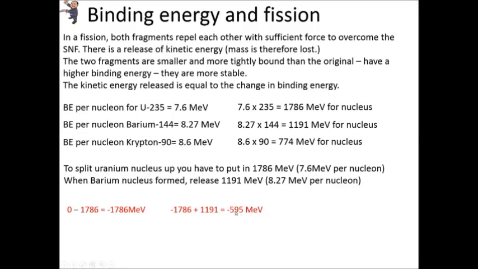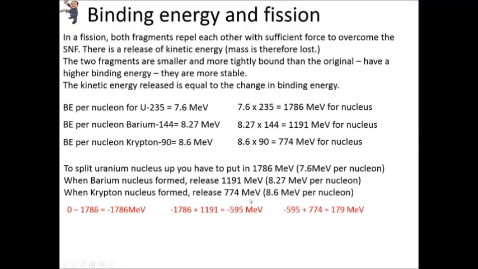So we're still in negative energy, but we've still got to put together the krypton nucleus. And when we do that, we get 774 out. So minus 595 plus 774 now gives us a positive amount of energy, 179 mega electron volts. So you can see that you get energy out when you split uranium up and make two other nuclei. So 179 mega electron volts is released, and this is similar to the calculation that we just did, without using binding energy, but talking about the mass lost.